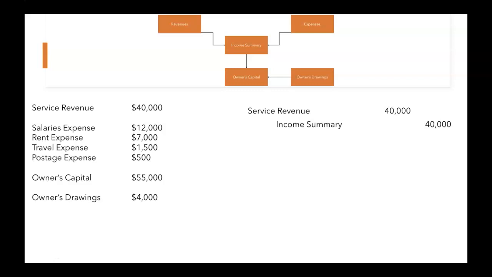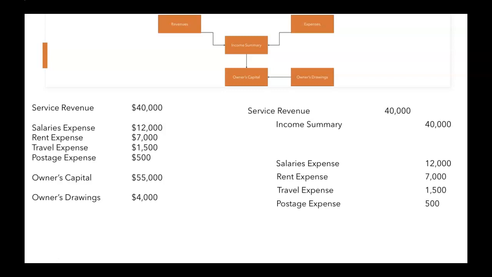The next step is to close all of our expenses. We have 4 different expenses here, right? Salaries, rent, travel, and postage. Those are all debit balances. To close an account that has a debit balance, we need to credit that account. So we will be crediting our salaries expense, rent expense, travel expense, and postage expense. And we close all of those expenses to Income Summary. So we debit Income Summary $21,000, which is the sum of your 4 expenses.